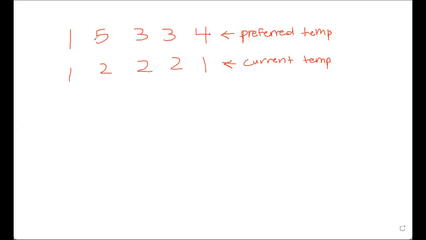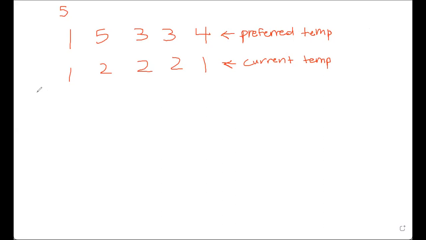We have a number n on the very top, which is 5 in this case, and that is the number of values that we have in each row. And in the first row, we have the preferred temperature. So this is our goal. And on the second line, we have the current temperature.